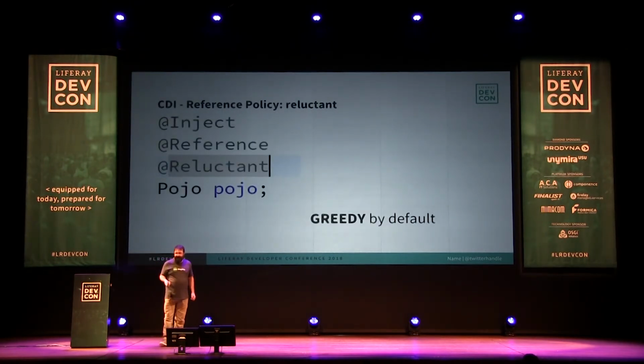CDI learnt from this and realized, and most people realized, we probably want the opposite. In most cases, we want things to be greedy because we expect that when we change the service ranking on a service, that's the better one, and it should just get picked up automatically, and we shouldn't have to go an extra mile to get that behavior. It should be the default behavior. So we did that because we learned from DS. So in CDI, you're greedy by default. But if you do want reluctant, you can add the reluctant annotation and get the behavior that DS has by default.